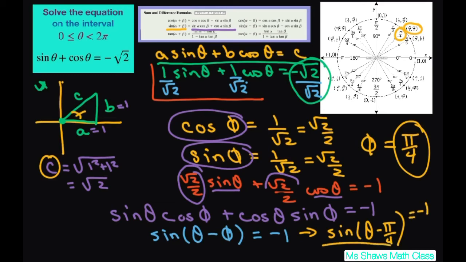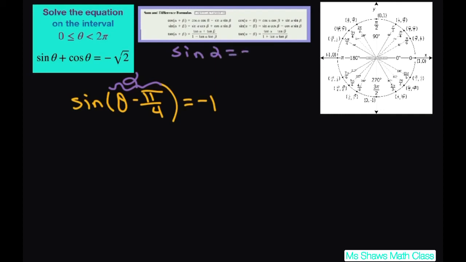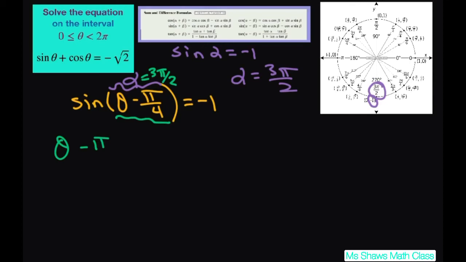And now we can proceed to solve for theta like we normally would. We have sine of theta minus pi divided by 4 equals negative 1. If this argument were alpha, we'd have sine of alpha equals negative 1. That's where your y is negative 1, so our alpha would be 3 pi divided by 2. Therefore, we want this argument to be 3 pi divided by 2, so set it equal to 3 pi divided by 2.